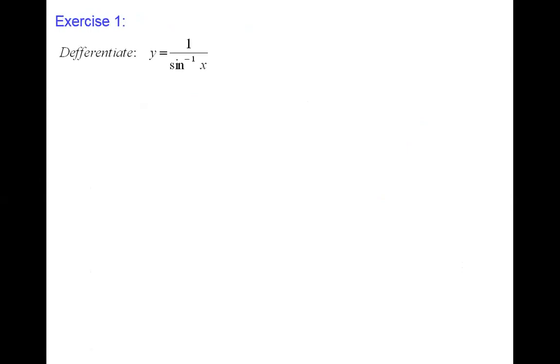Differentiate. Is my spelling wrong? Differentiate. y equals 1 over inverse sine of x. Right? Tricky function. Because I have to do this. This is inverse sine to the power of -1.